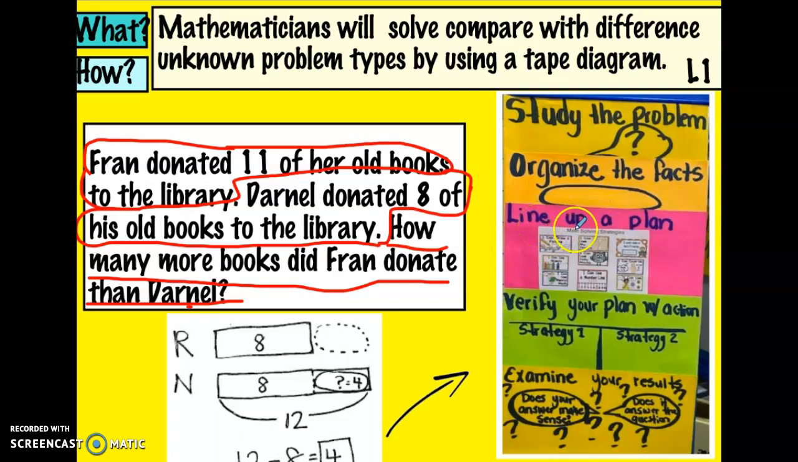Step 3, we're going to line up a plan. What strategies are we going to use? Remember that in the beginning, we mentioned that we were going to be using a tape diagram. Then we were going to verify our plan with action by using 2 different strategies. But one of our strategies has to be a tape diagram. We're going to pause here for a second and you're going to follow the video and work along with the video to complete the problem.